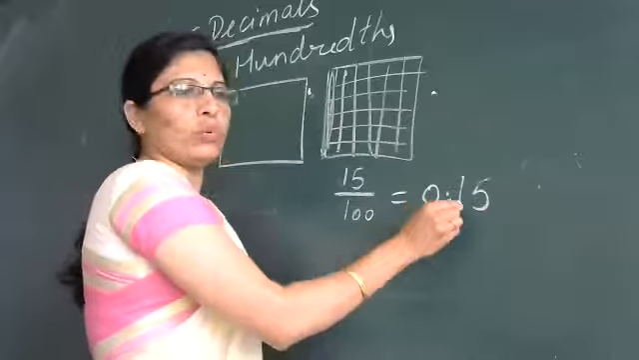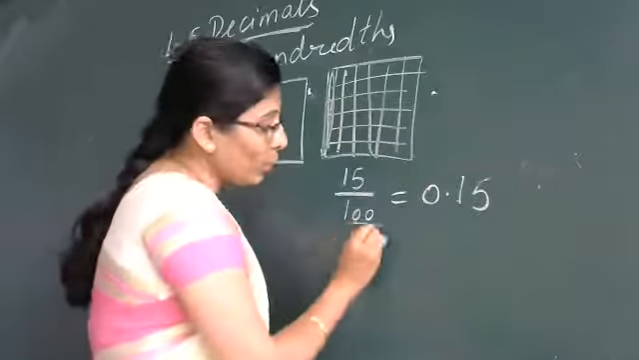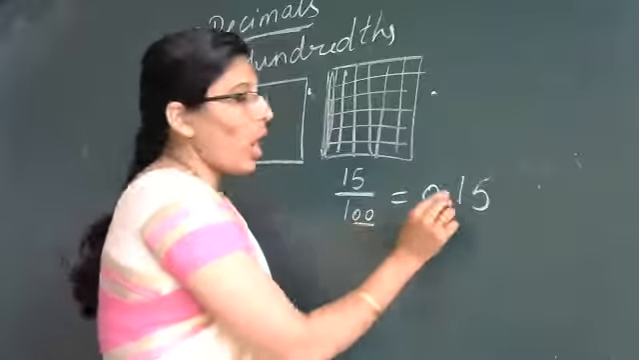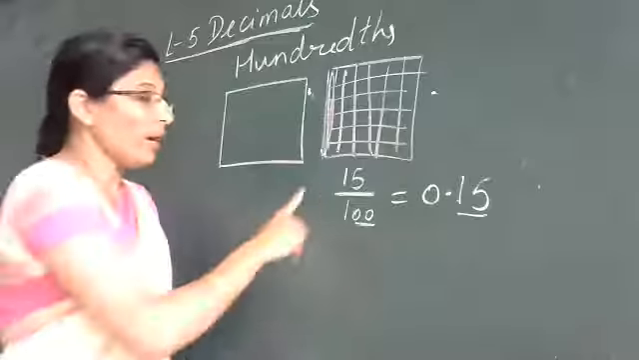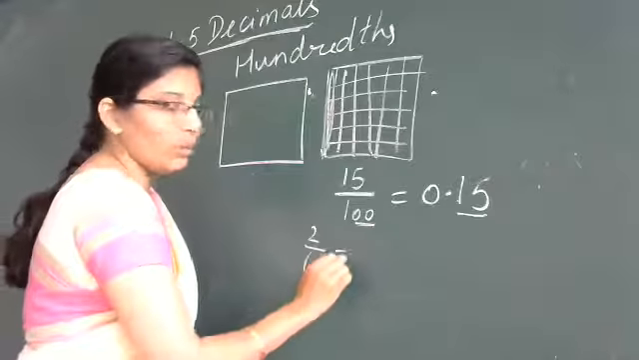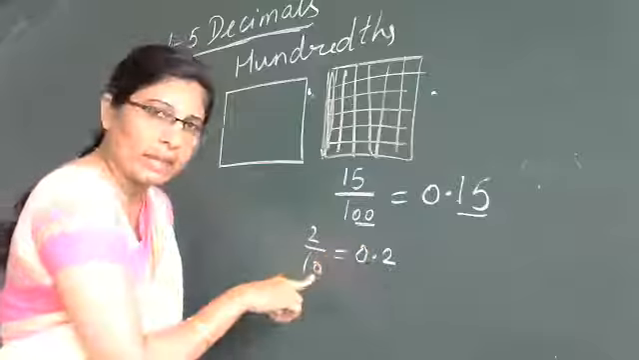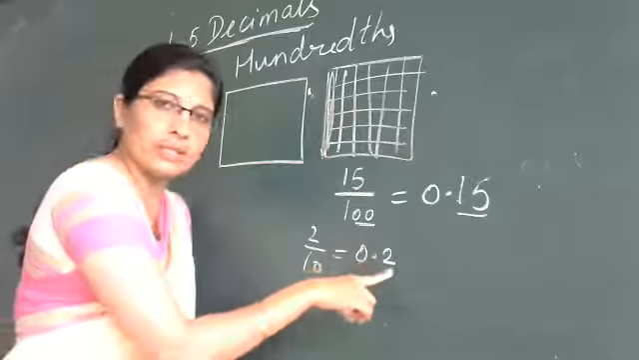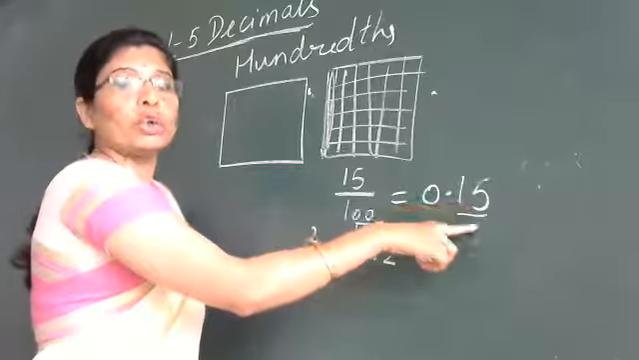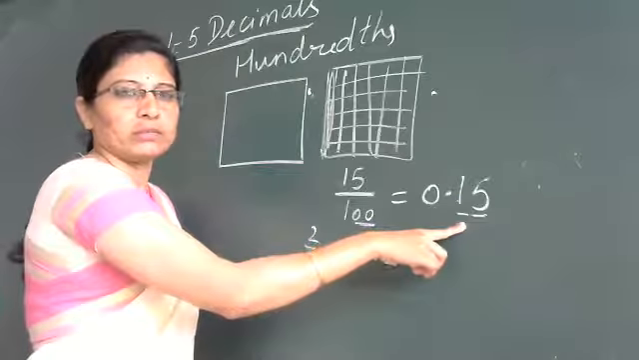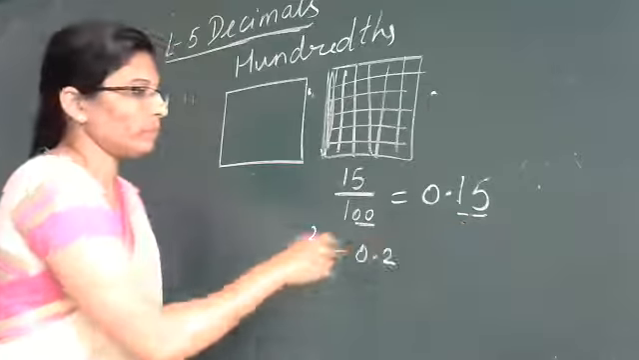So 0.15. Here we can see that two zeros are there. So after the decimal there should be two digits. For 2 by 10, how was it? 0.2 means 10 is there, so after the point 1 digit. But here 100 is there, so after the point 2 digits should be there. Okay, like this we need to write the decimals.